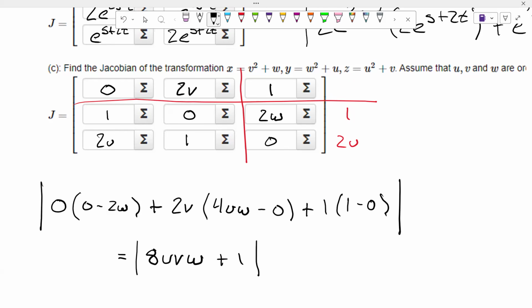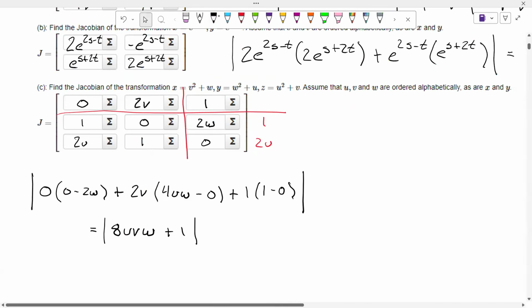And again, since I don't know any information about u, v, or w or what their domains look like, I'm going to leave the absolute value in. I'm not able to resolve it unless I know something about the variables this time. Because that is not a function that's always positive, unfortunately. Cool. So that's my 3x3 matrix determinant, or Jacobian determinant, I suppose.